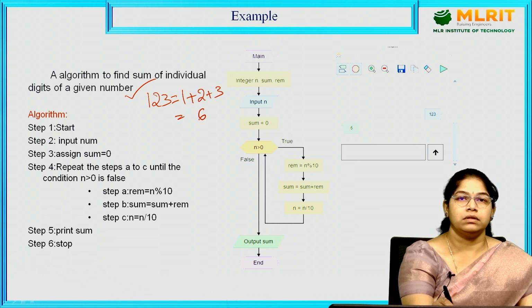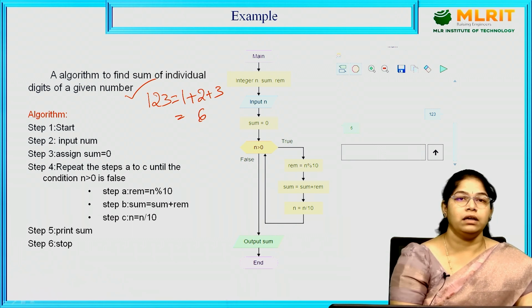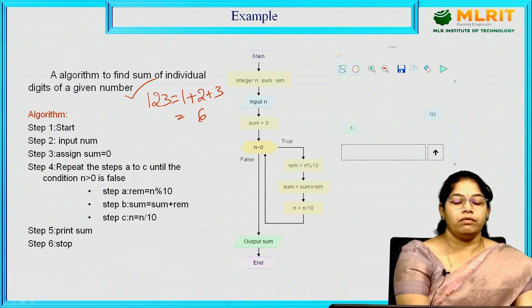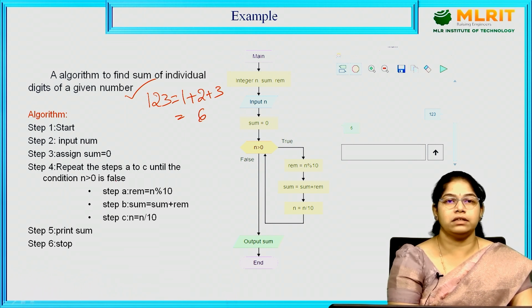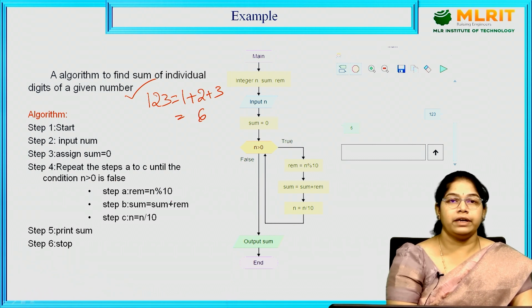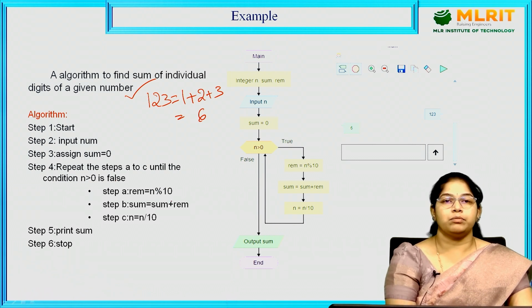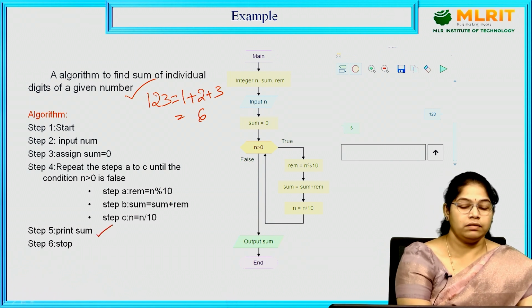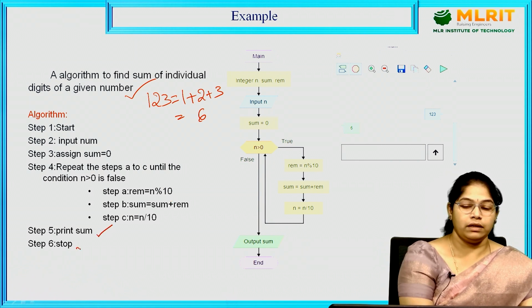is equal to 6. Then for this algorithm: step 1, start; input is number n, and sum equal to 0. Then we have to check the condition whether n is greater than 0 or not. If it is true, we have to find the remainder, then sum is equal to sum plus remainder, n is equal to n by 10. Finally, print sum and then stop.